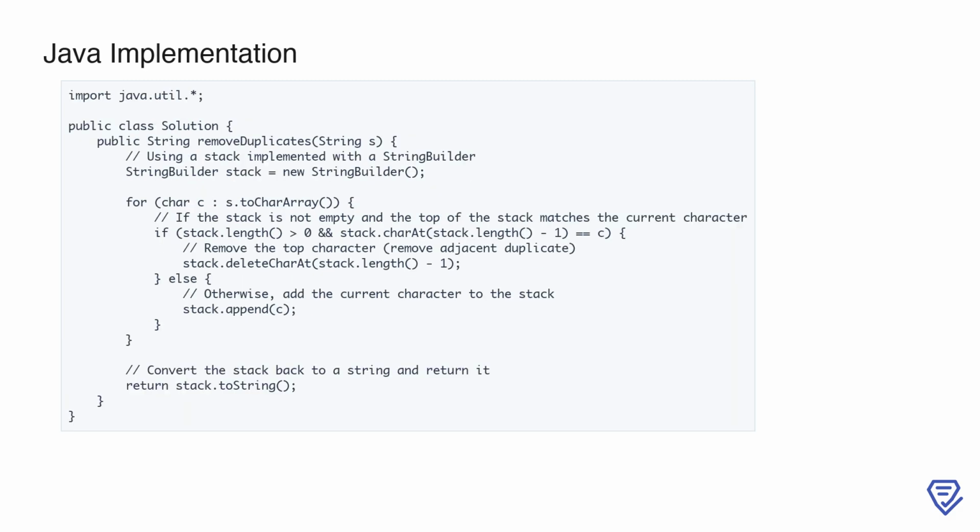This is the Java implementation of the LeetCode problem: Remove All Adjacent Duplicates in String. The logic mirrors the Python solution, leveraging a stack-like behavior for efficient processing. In Java, we use a StringBuilder to simulate the stack for its efficient append and delete operations. The code iterates through the input string, checking if the last character in the stack matches the current character, and removes or appends accordingly. The final result is converted back to a string and returned.